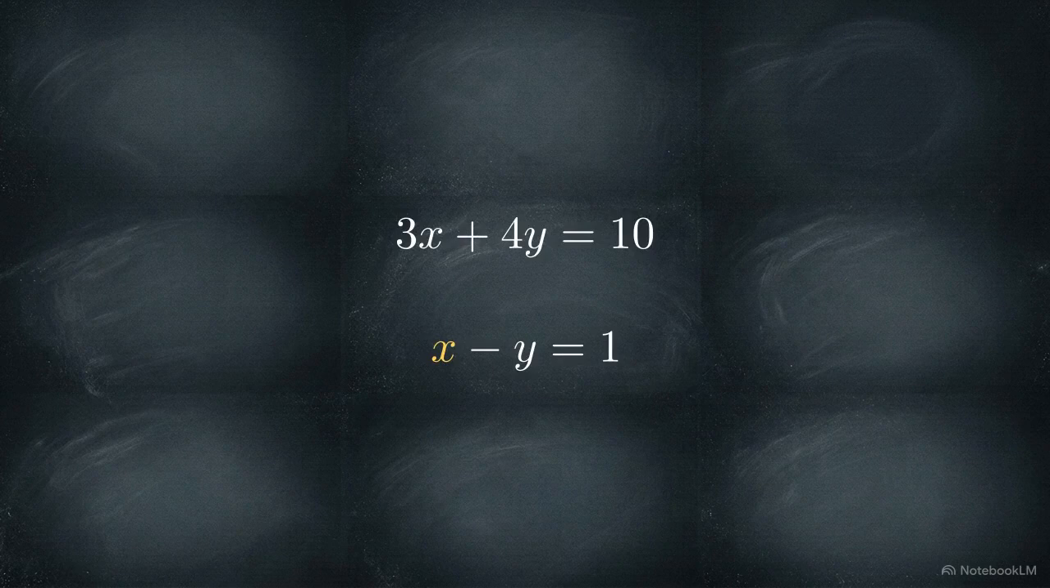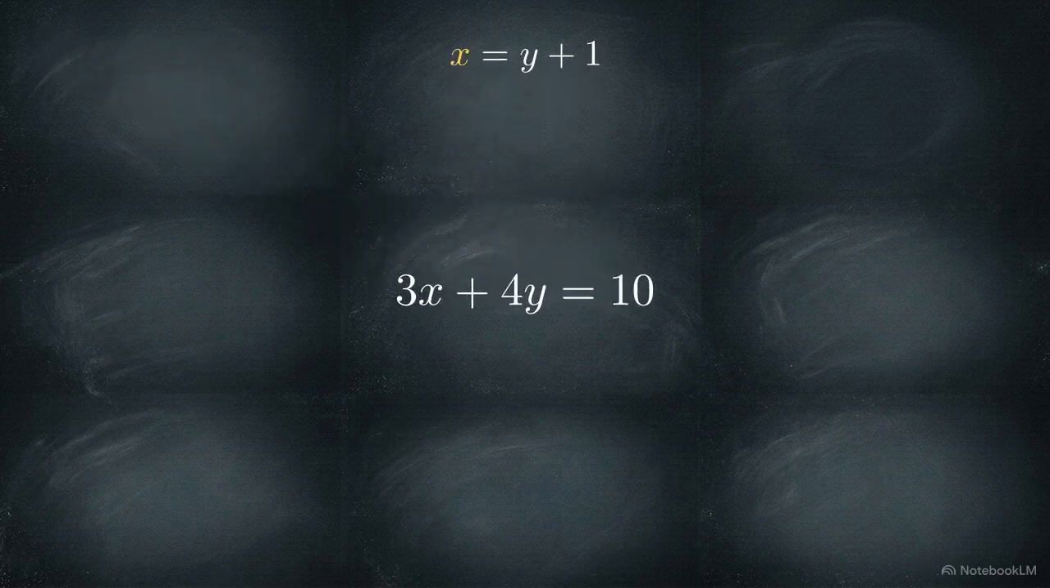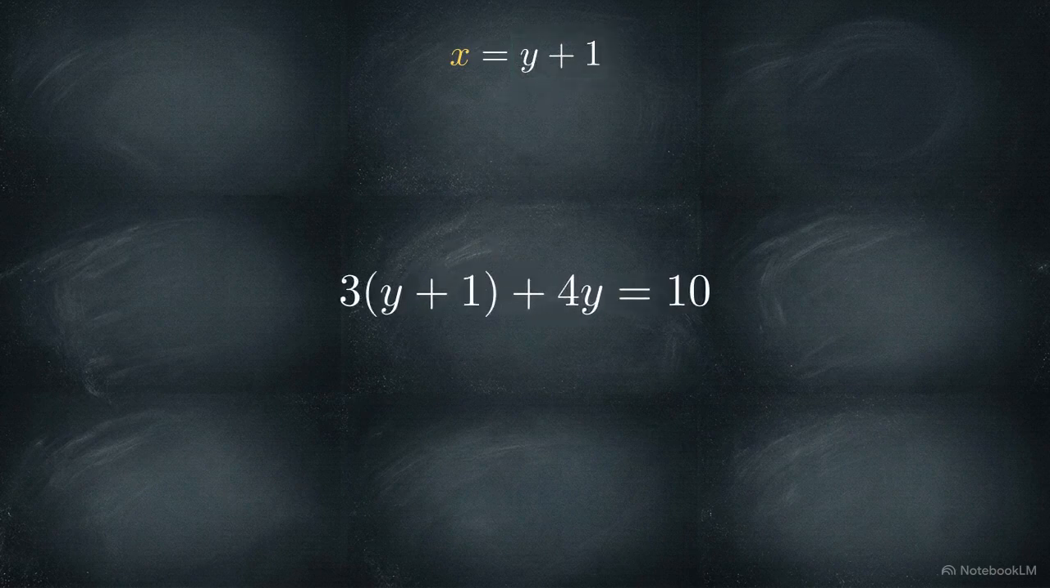Look at the variables in this system. In the second equation, the x has no coefficient, standing entirely on its own. This solitary variable makes substitution the most direct path forward. We start by rearranging that simpler equation to isolate the x. By moving the y to the other side, we define x as being equal to y plus 1. Now we have a specific value we can plug into the other equation.